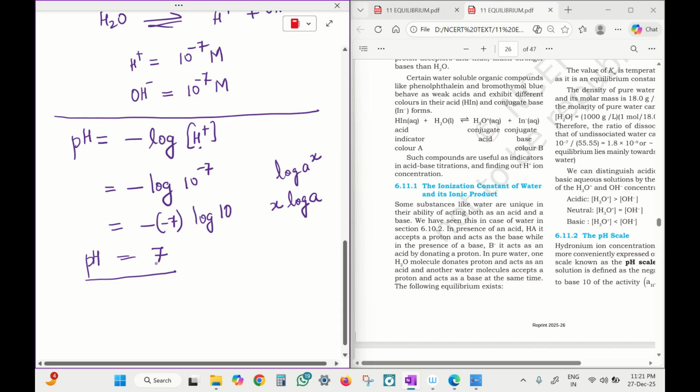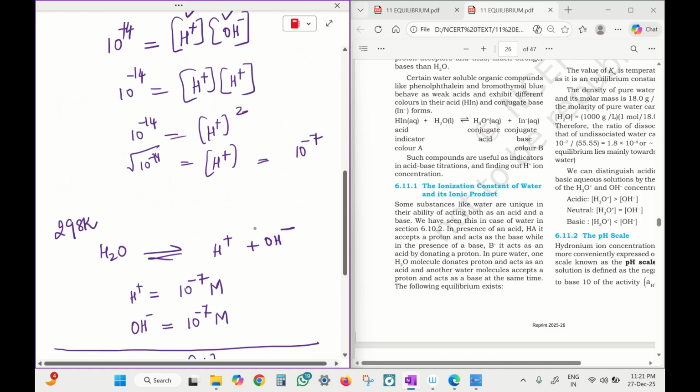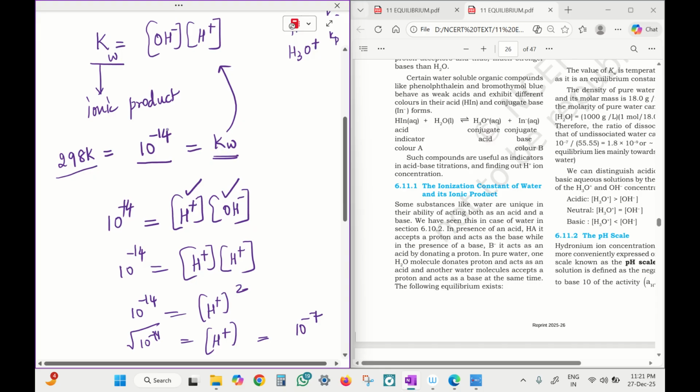I hope this is understandable. In your class 10, you would have studied that the pH of water is 7. But here you have to understand that the pH of water is 7 only at 298 Kelvin. So it is temperature specific, because if you go back and understand, the 10 to the power minus 14 value of Kw is at 298 Kelvin. We know that it is nothing but an equilibrium constant. If you change the temperature, this value will also change. And as you substitute here, the square root of a different value also will be a different value.